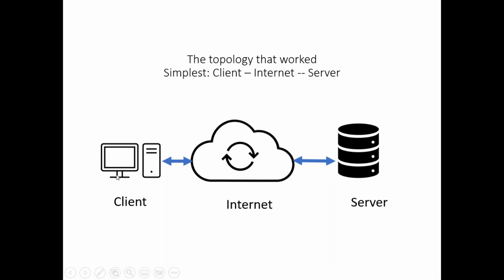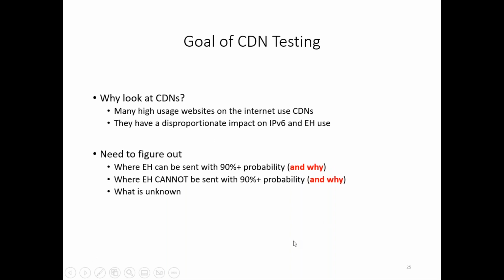This is the 1980s or 1990s topology. This is how people think the internet works. Of course, it does not. So people think you have the client, you have the server, it's connecting directly to the internet. Well, that is not what happens. In that scenario, by and large, things work. What happens is many high usage websites use CDNs. They're also on the cloud, and that's a different story.